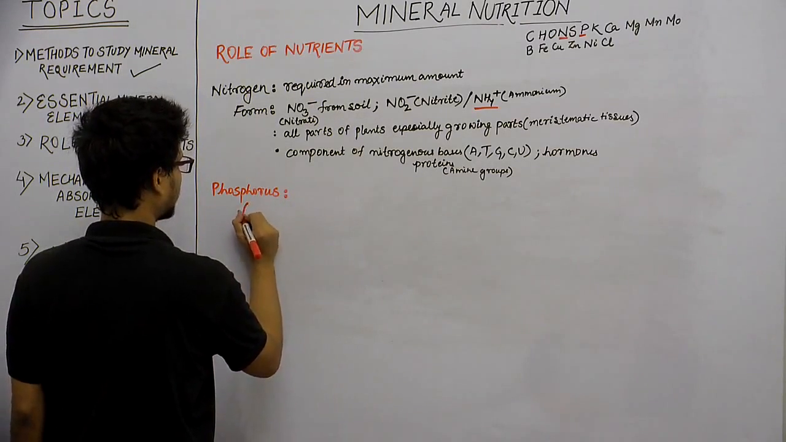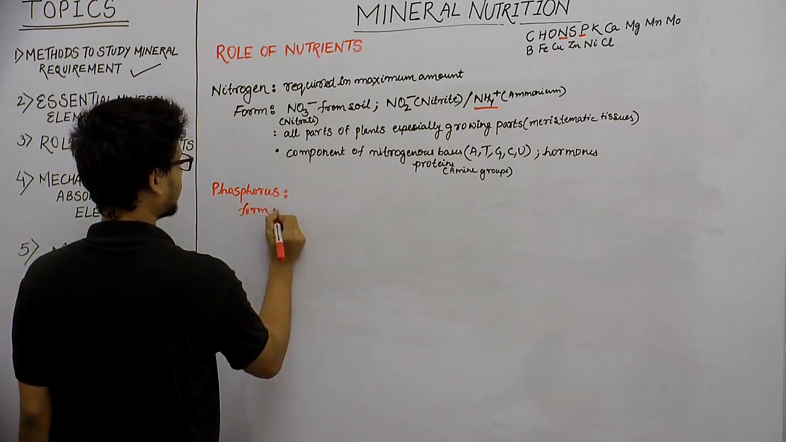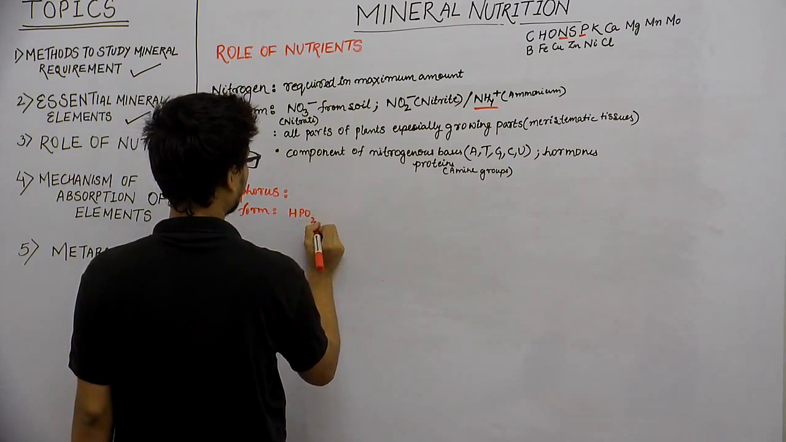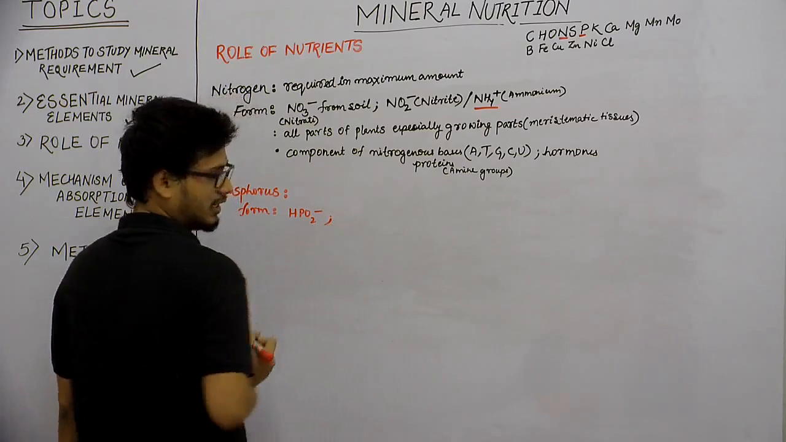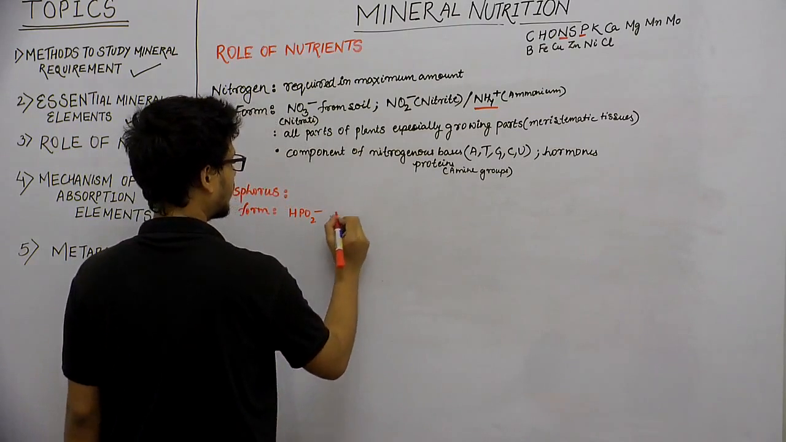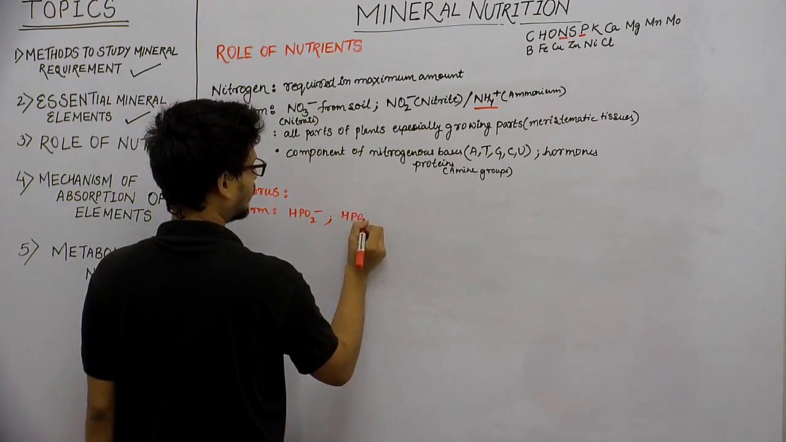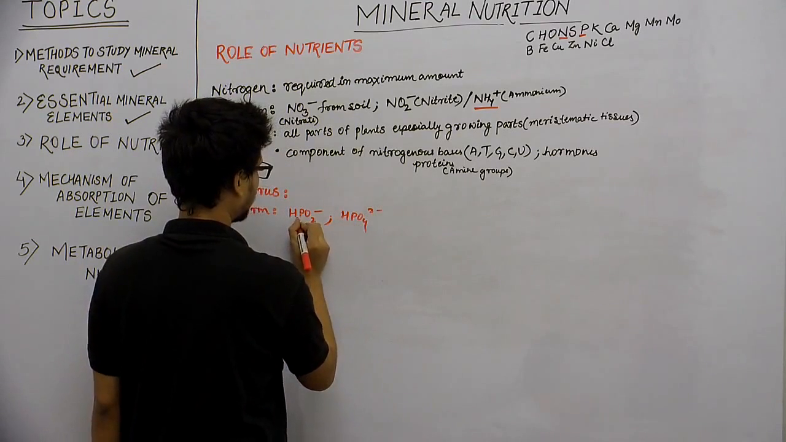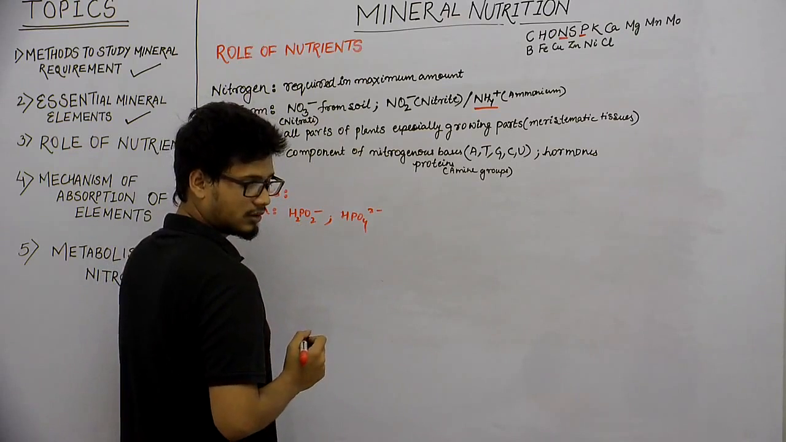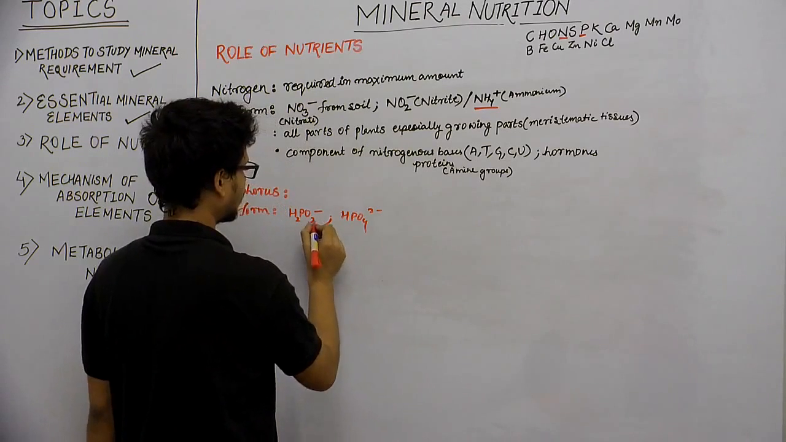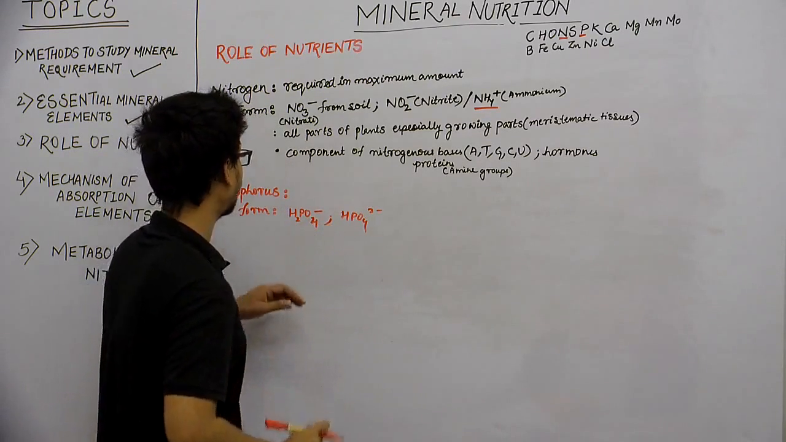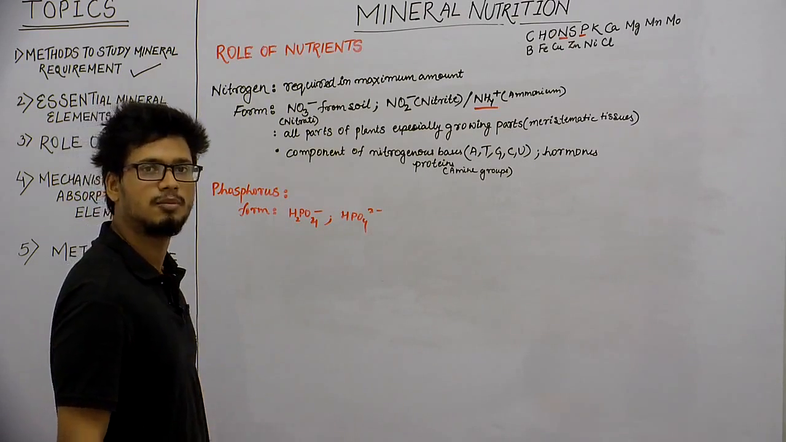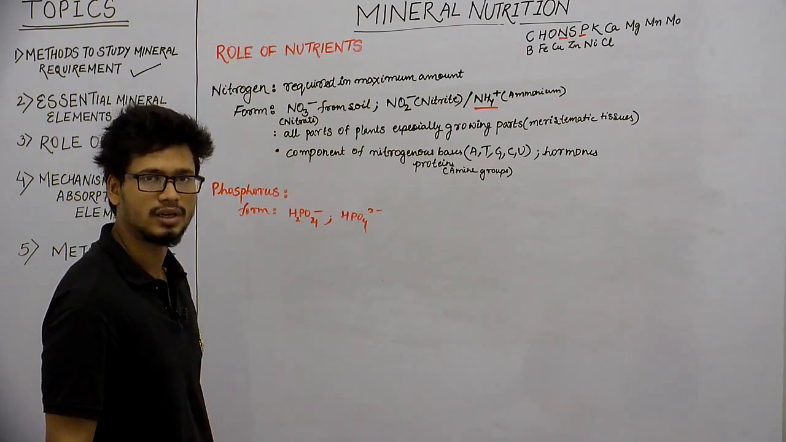The form is either it is absorbed in the form of H2PO4 minus, or it is also absorbed in the form of HPO4 2 minus. Both of these forms are present in the soil.